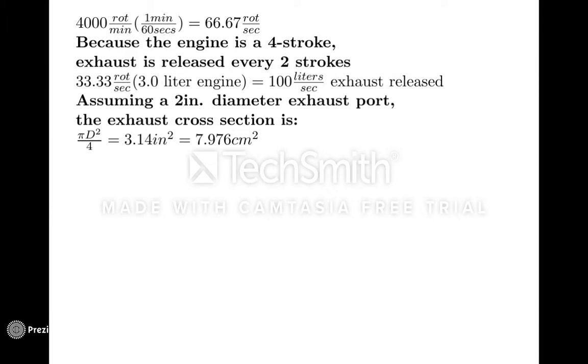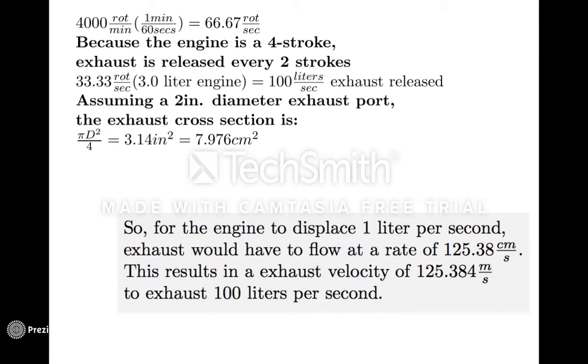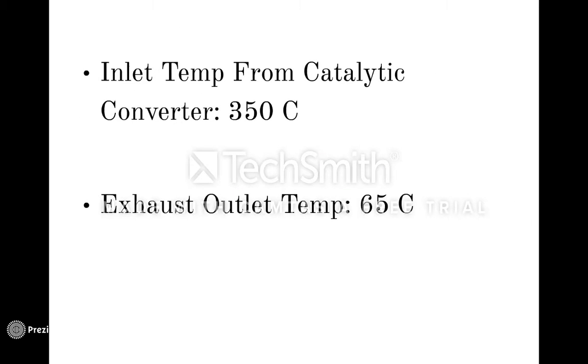Using a 2-inch diameter exhaust and assuming that my problem occurred at about 4,000 RPMs, I came up with an exhaust velocity off of the cat of about 125.4 meters per second. I assumed that directly off the cat, the temperature would be about 350 C, and from the exhaust port, about 65 C. I also assumed the fluid to be 100% air, which we know is not necessarily true, but it is a pretty good approximation.